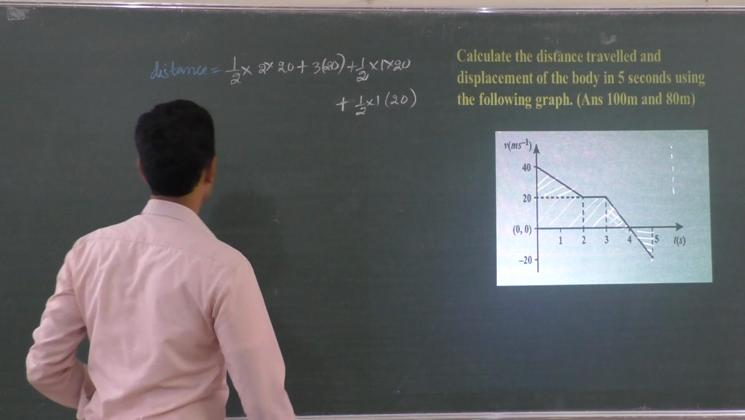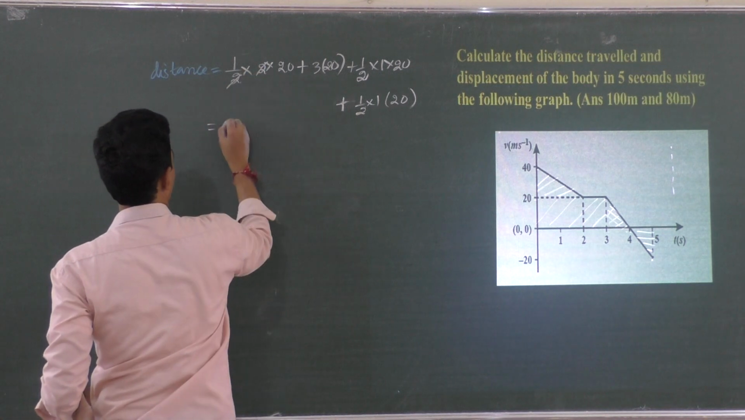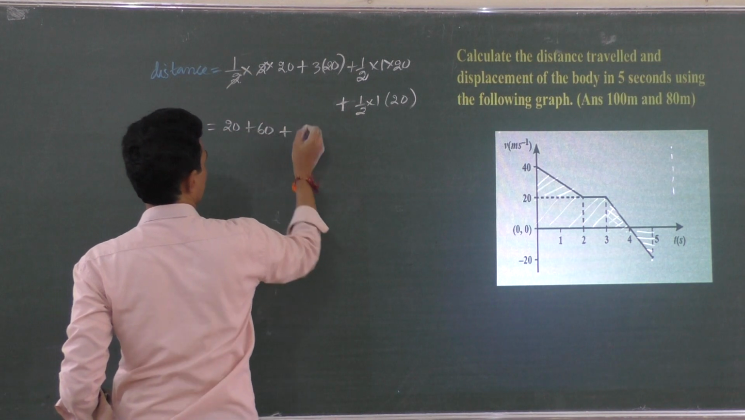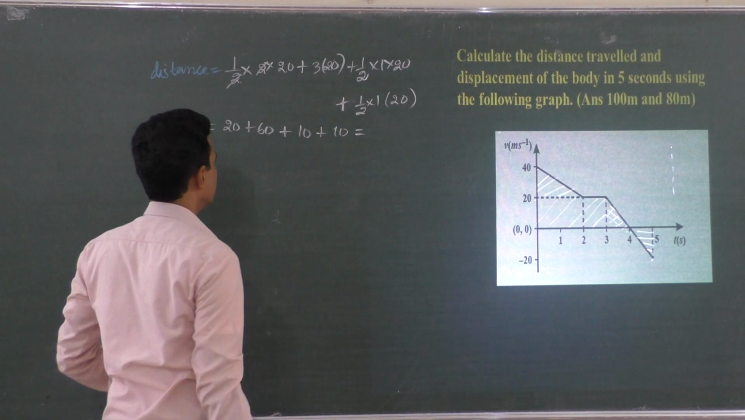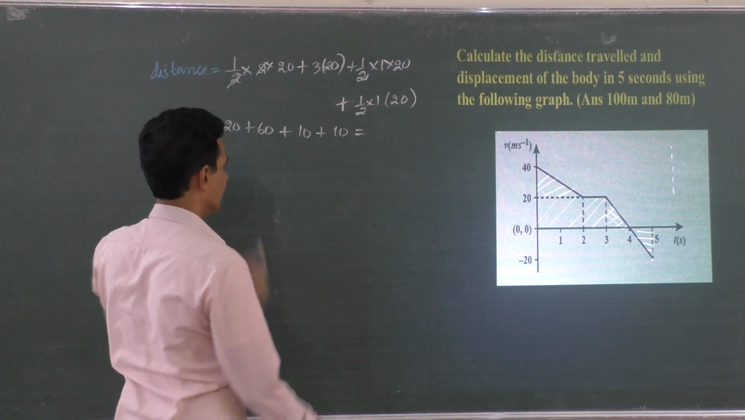Finally, if we make this minus, it becomes displacement. What is this? The 2 gets cancelled. 20, 60 plus 10 plus 10. So how much is it? 80, 90, 100. Yes, 100.